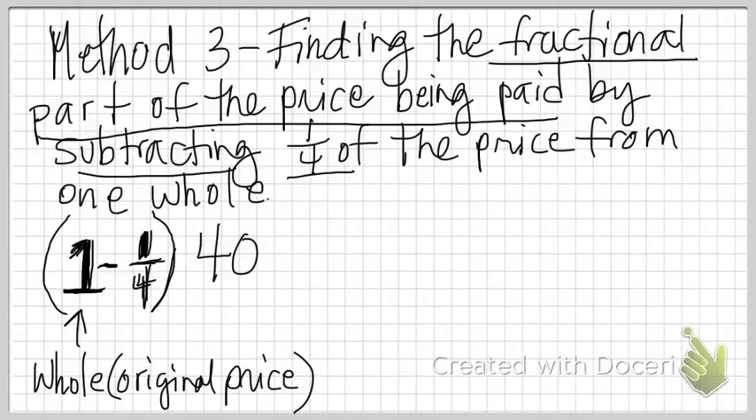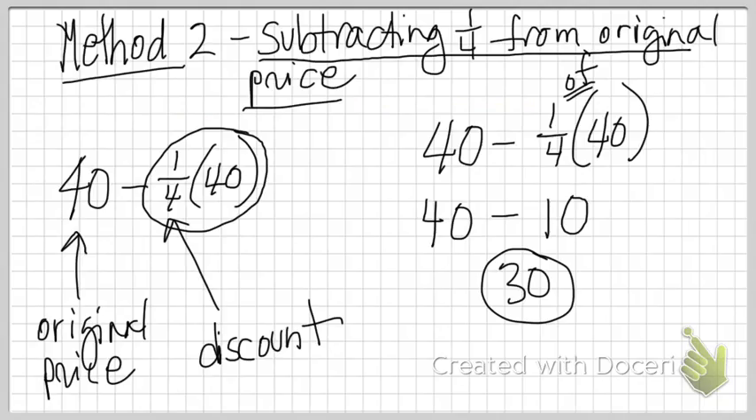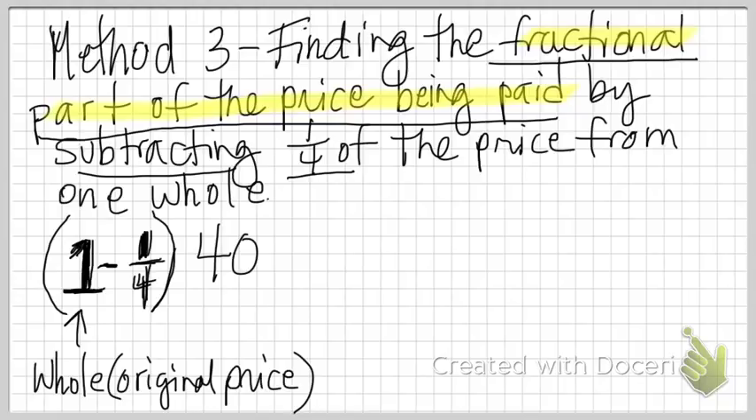So this is again finding the fractional part of the price being paid, whereas before we just went ahead and subtracted 1/4 from the original price. We used the original price there and took away 1/4 of it. In this case, we are just saying what fraction of that original price are we actually going to pay?